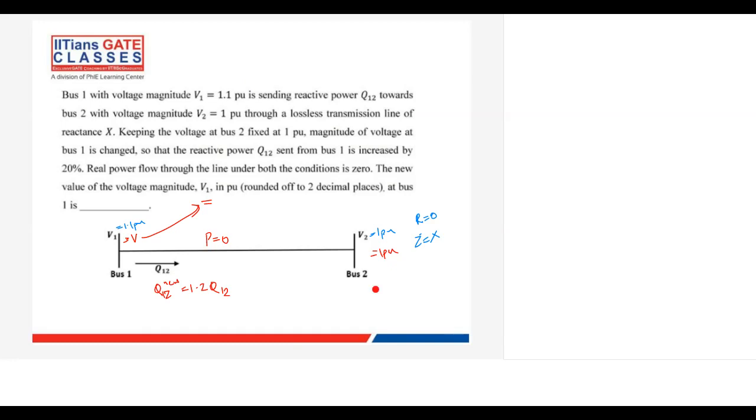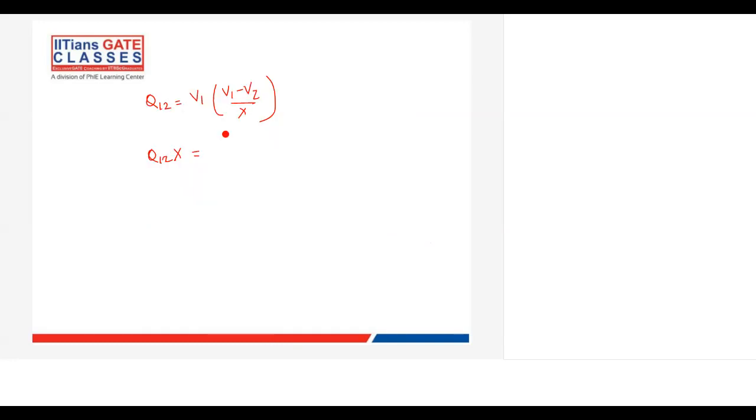Let's look at how to solve this problem. Under the given condition, we can say Q12 is V1 into V1 minus V2 by X. If we rearrange this, Q12 X, considering the first condition where V1 is 1.1 and V2 is 1, is 1.1 into 0.1, so we get 0.11.